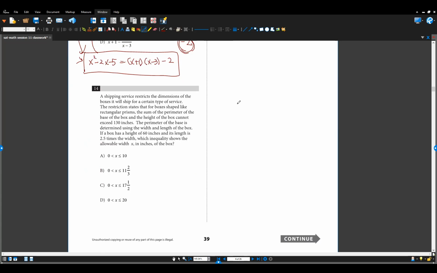All right, number 14. Always when you have this way, you're going to organize. Okay, shipping service, the restrictions. Okay, the dimensions. Okay, the box is a rectangular prism. So this is the rectangular prism. Top and bottom have the same faces.